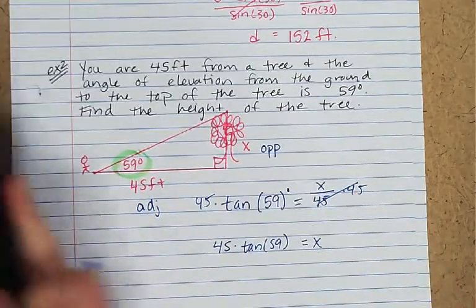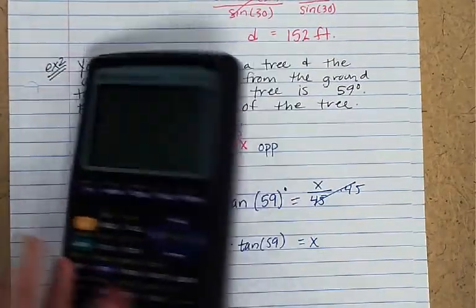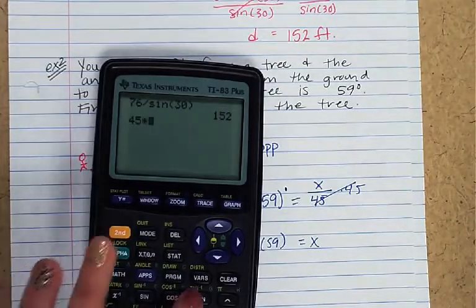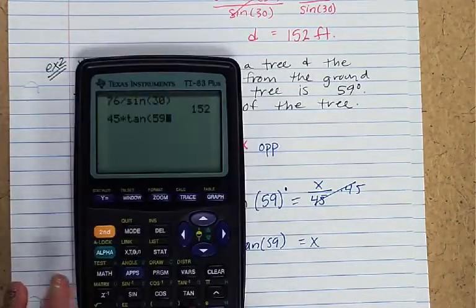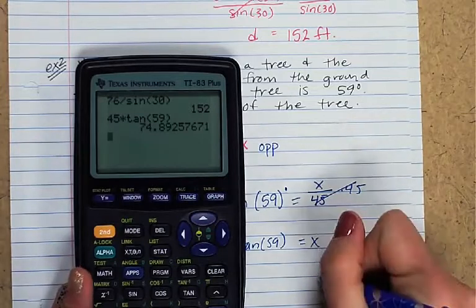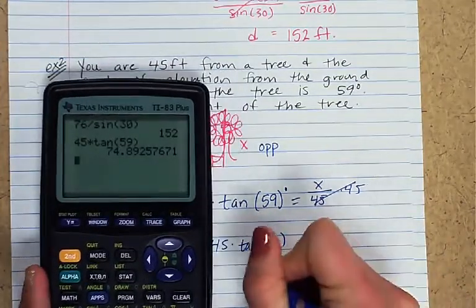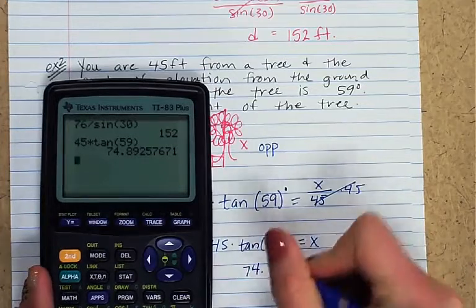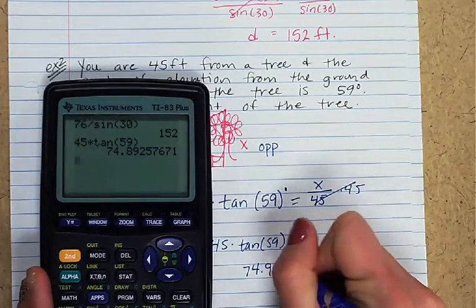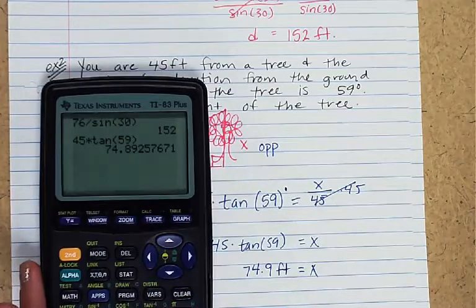So I'm going to go 45 times tangent of 59 degrees. So I'll round it to the nearest tenth. So 74.9 feet is how tall that tree is.